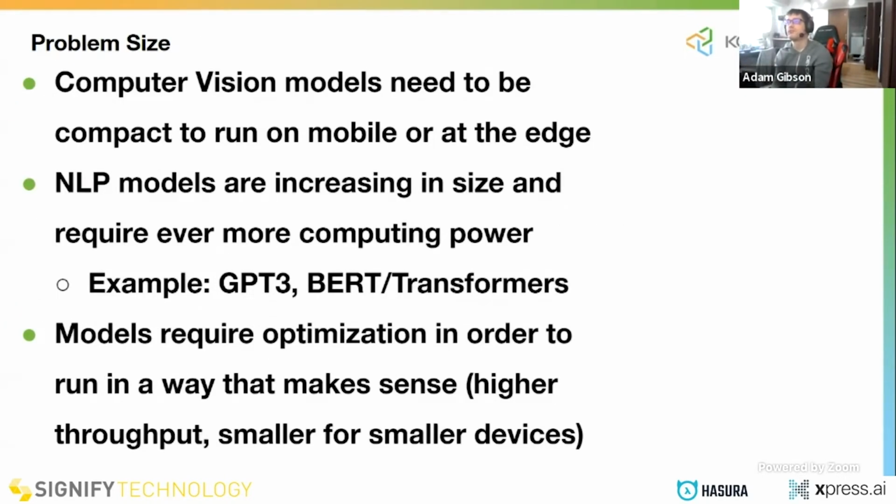So, problem size. Computer vision models need to be compact to run on mobile or at the edge. NLP models are increasing in size. We see GPT-3, we see BERT. Every big tech company right now is competing: I built the 4 trillion parameter neural network, I'm going to build GPT-7. There's a lot of that going on right now, and you have Hugging Face directly monetizing this, saying, hey, we'll help you deploy those. We're just going to charge you for it, but we make it easy to do. We'll give away the ability to do it. That's kind of their thing.